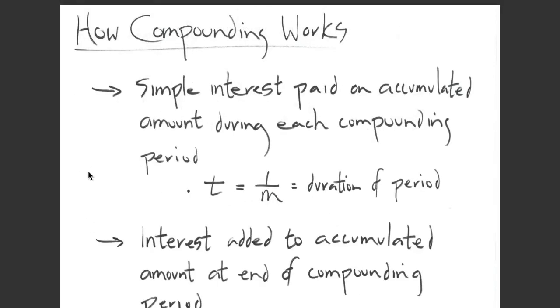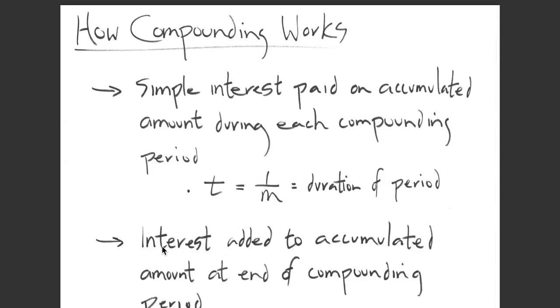So how does compounding work? Well, the basic idea is that simple interest is paid on the accumulated amount during each compounding period. So that means the time that you're applying the simple interest formula would be 1 over the compounding frequency. So for instance, if the compounding frequency were 12, if you're compounding monthly, then the time that you earn simple interest before you cycle it back into the account would be 1 over 12. And remember, the units are years here, so 1 over 12 years would be 1 month.